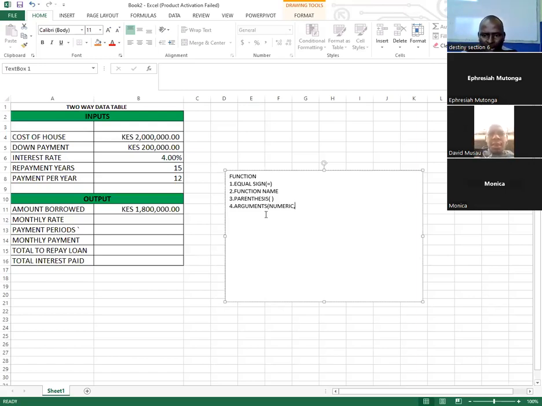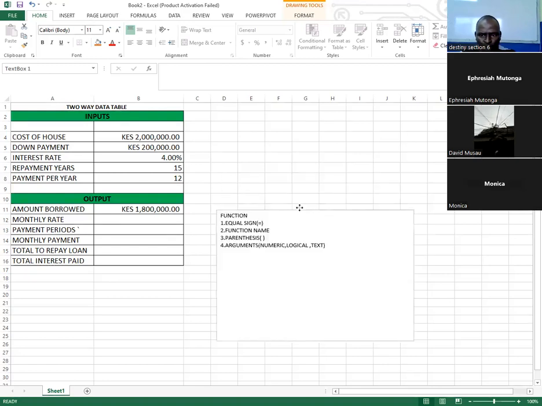Numeric means plain numbers. It can also be logical, and it can also be text. So anything to do with the logical in our function falls under these 3 categories: numeric, logical, and text arguments. When we handle a question like that, I will let you know.